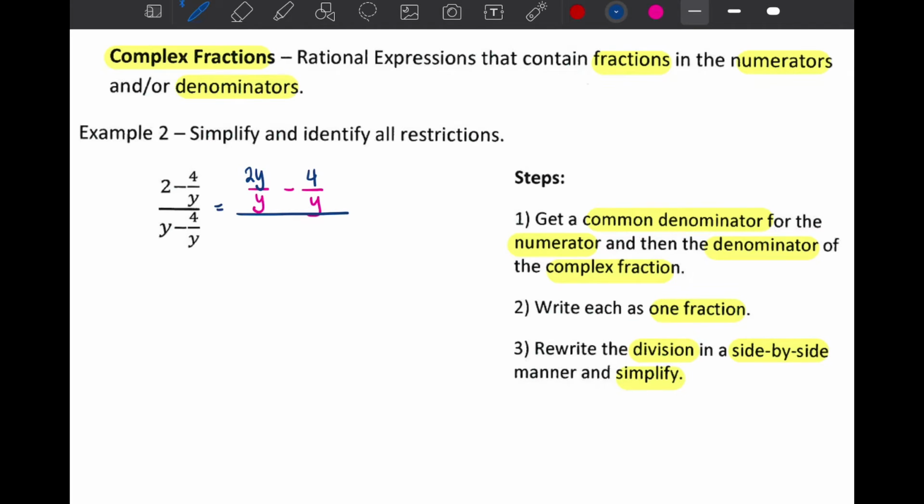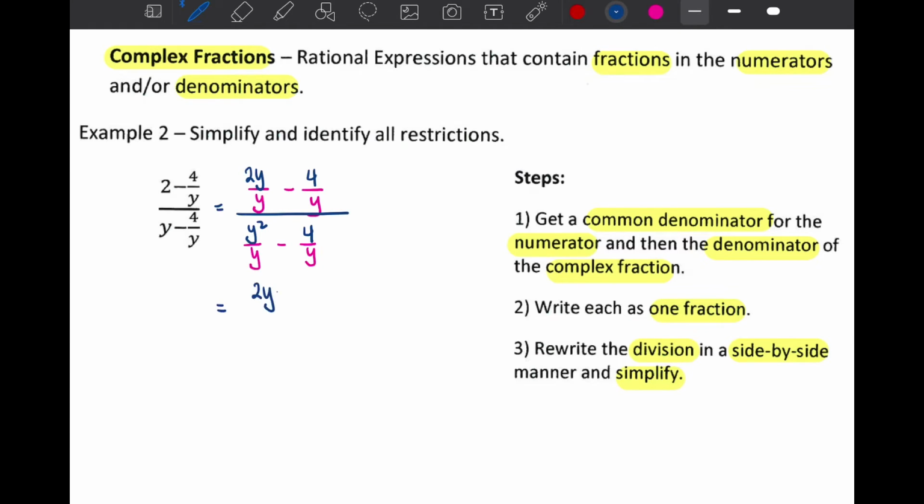Now let's take a look at the denominator. Again, I only see the denominator here, so we'll just keep the y as our common denominator. So the first term becomes y squared, and we stay with 4. Now that we have a common denominator, we can just combine those numerators together.